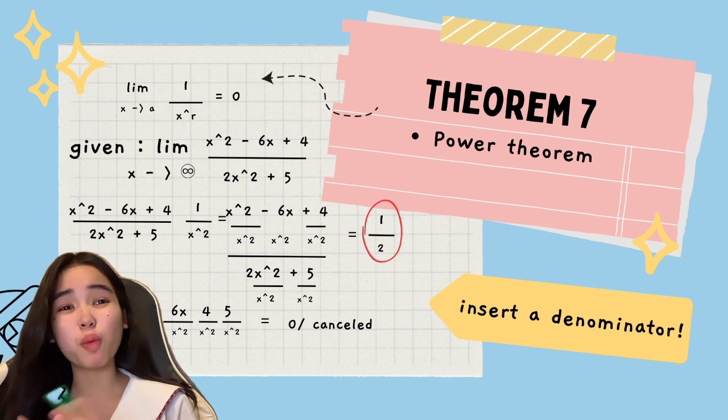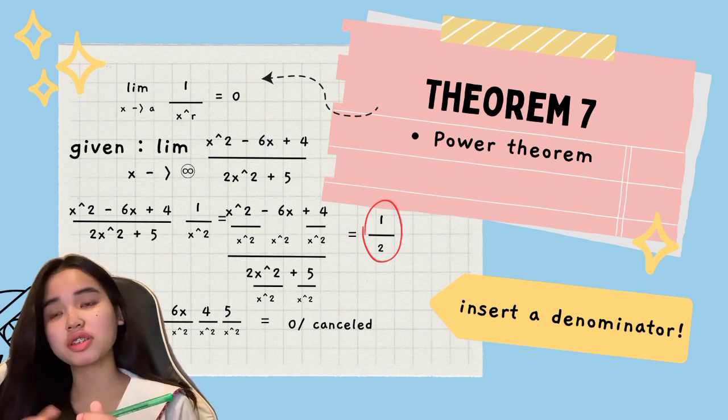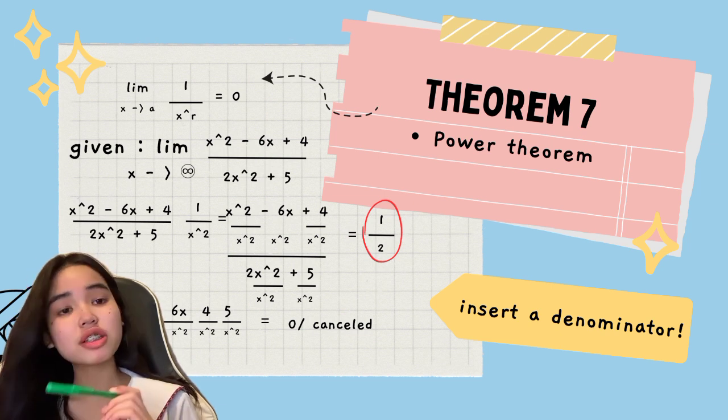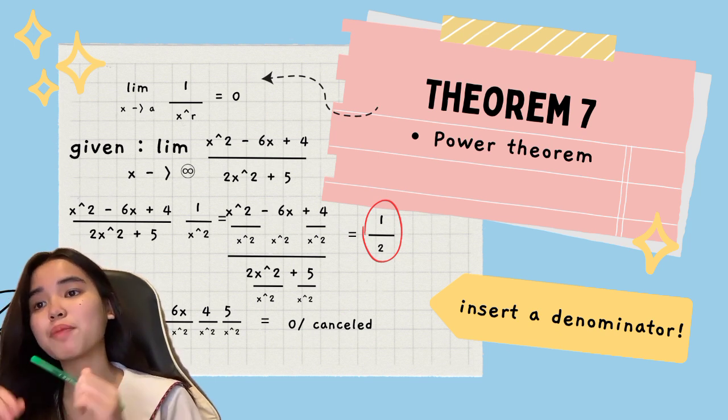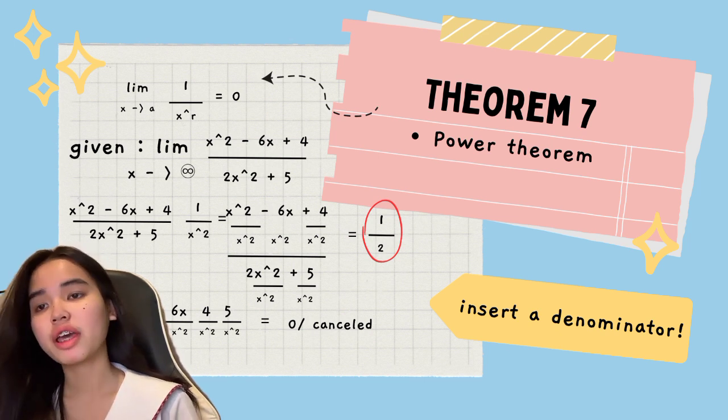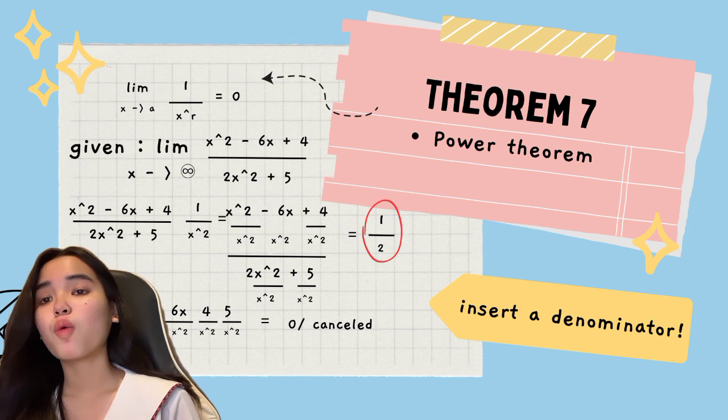But how can we know what denominator we are going to put? You just need to figure out the highest exponent from the given. So here we have 2 as the highest, therefore our denominator will be x squared. So now let's apply it and insert it in all of the givens one by one. So x squared over x squared, 6x over x squared, 4 over x squared, and then over 2x squared over x squared, and 5 over x squared. So we have a final answer of 1/2.